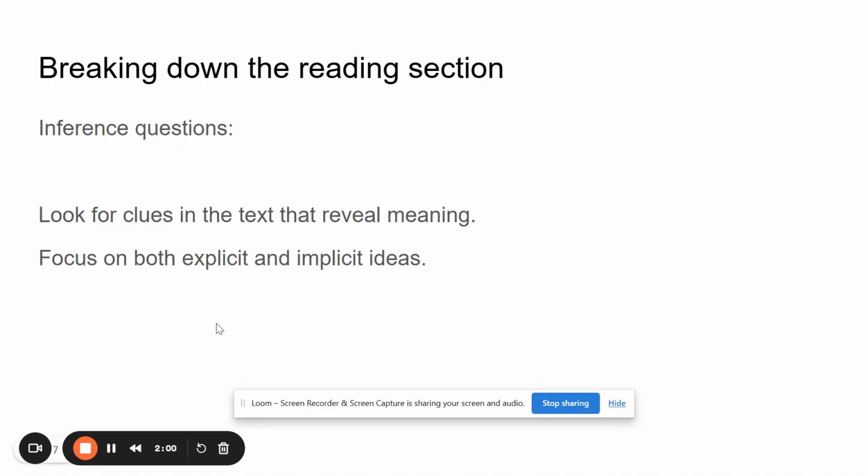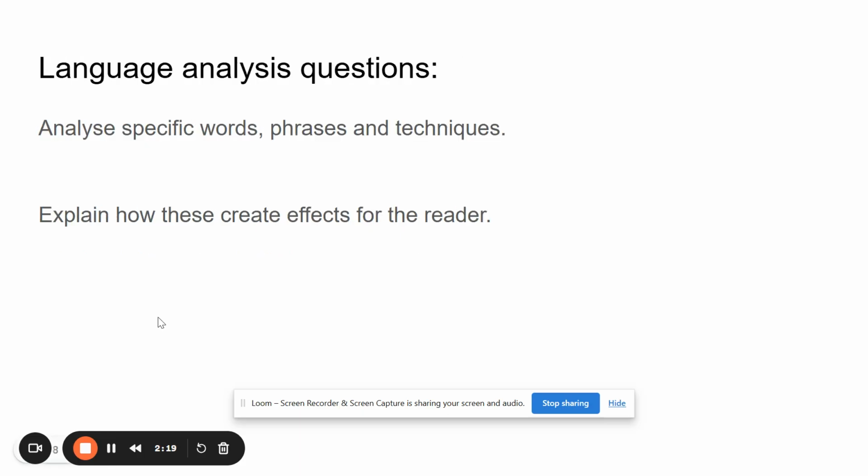So breaking down the reading section. To do well on an inference question, you need to look for clues in the text that reveal meaning and focus on both explicit, things that are blatantly stated, and implicit ideas, reading between the lines.